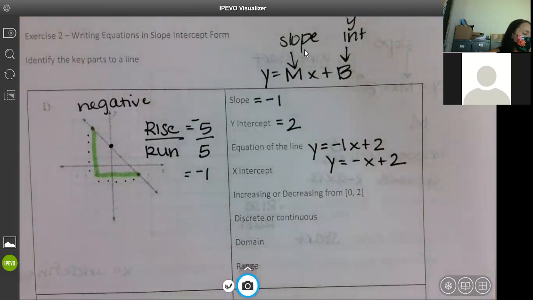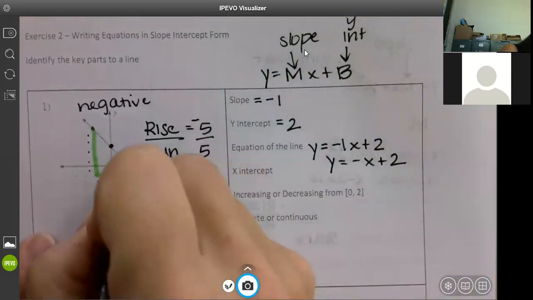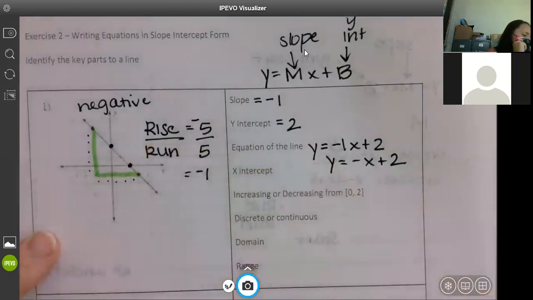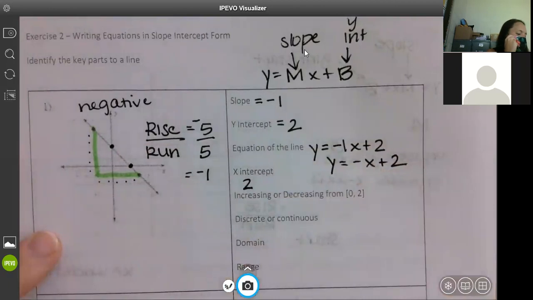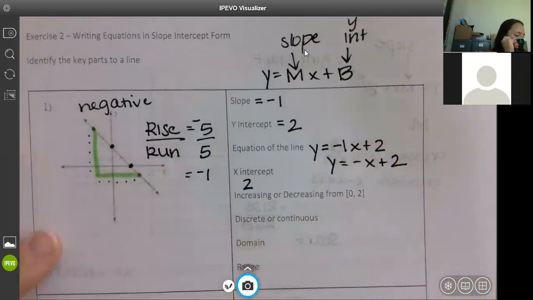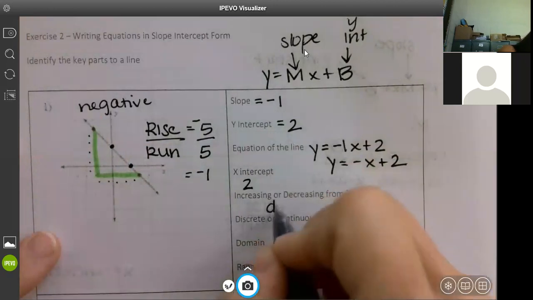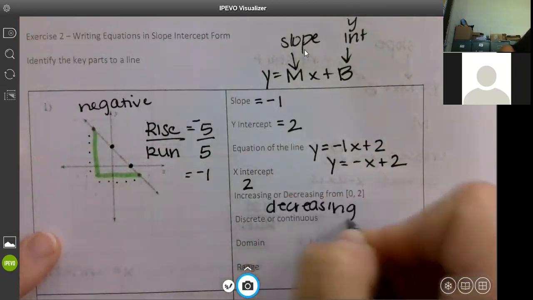All right, so your x-intercept is where it crosses the x-axis. That's right here. Where does it cross the x-axis? 2. So then it's asking if it's increasing or decreasing. If this graph is a negative graph, is it increasing or decreasing? Decreasing.